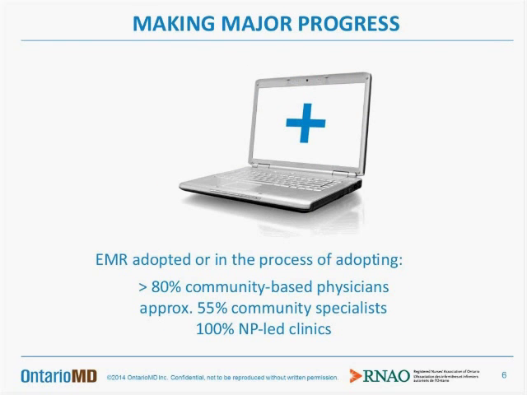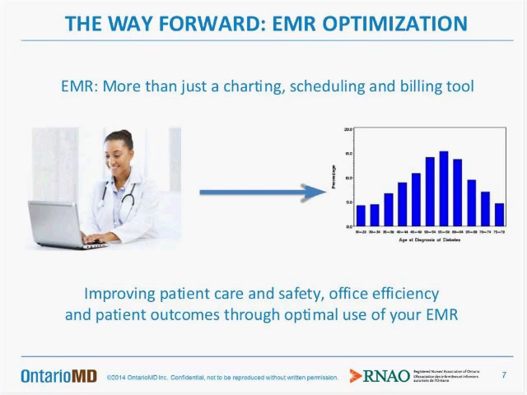Primary care and specialist offices have definitely evolved over the years. There's now about 80% of community-based physicians and approximately 55% of community specialists, and all of the nurse practitioner-led clinics in Ontario have either adopted or are in the process of adopting an electronic medical record. Now we're at the point where we need to start using all the EMR functions effectively to help us improve our patient care and to improve office efficiency, and in the long term to actually improve patient outcomes.